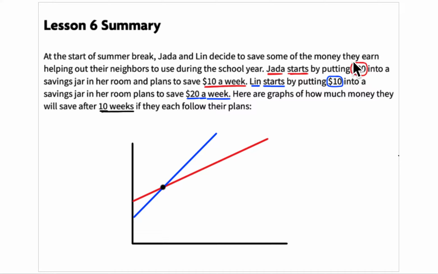But Jada saves $10 a week. Lynn saves twice that much, so she saves $20 a week. So Lynn is going to save $20 a week, so it's increasing faster than what Jada is increasing. So Jada is increasing at a slower rate than Lynn, because Jada is saving less money per week. Lynn is saving more money per week. And at one point, they save the same amount. So let's see what that looks like as we go through this.